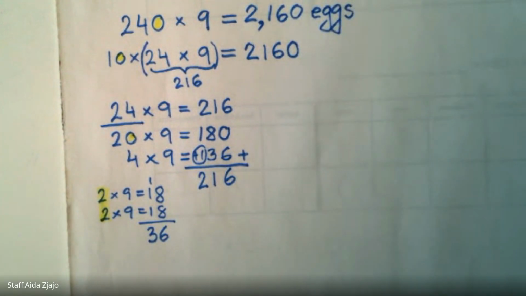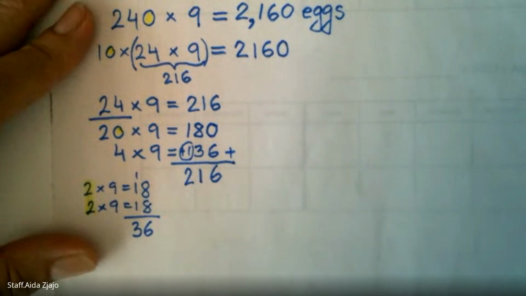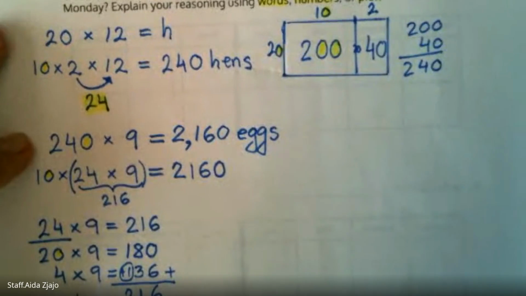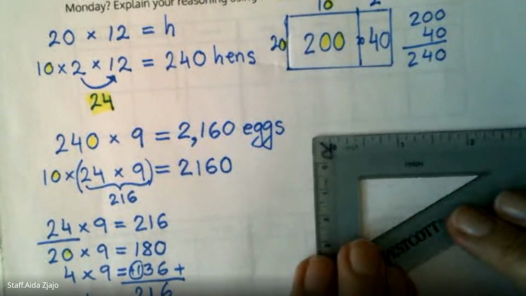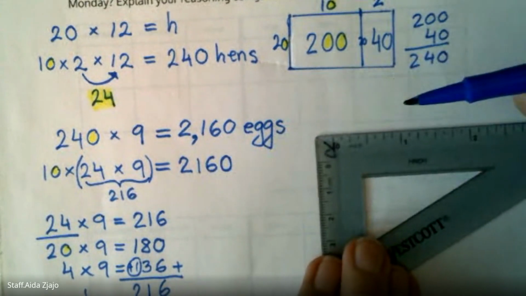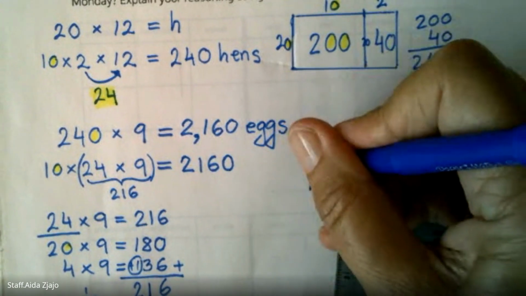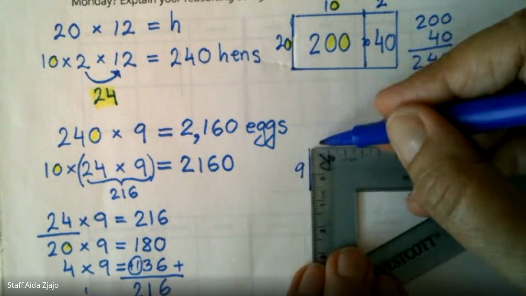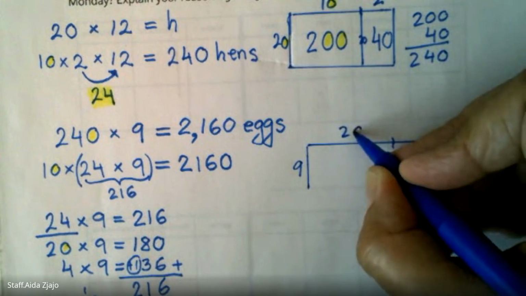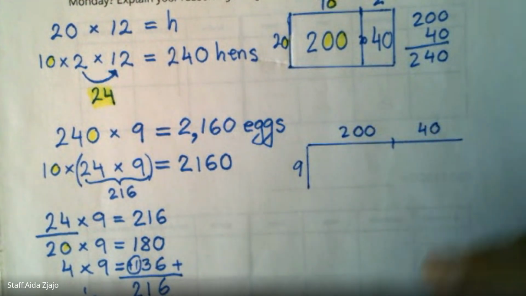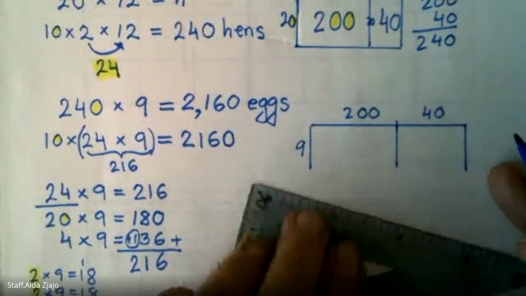Okay, that's one way of finding the answer. Let's do the same thing like we did before. We're going to use an area model as well, to check if our answer was right. Mrs. Z is going to use an area model. 240 times 9. I'm going to put 9 on the side, and I will have a longer line that will break into 240. We don't have any ones, so we don't need a column for ones.